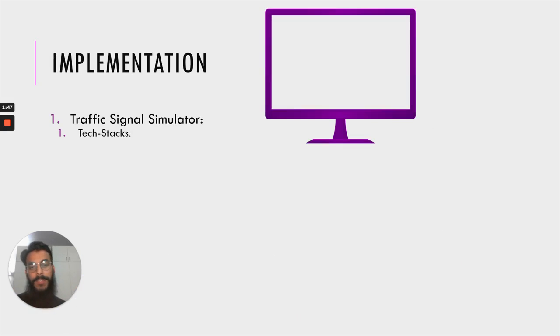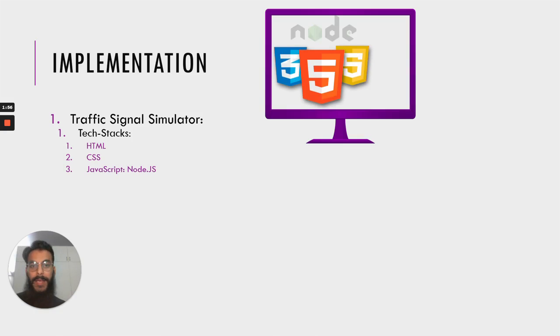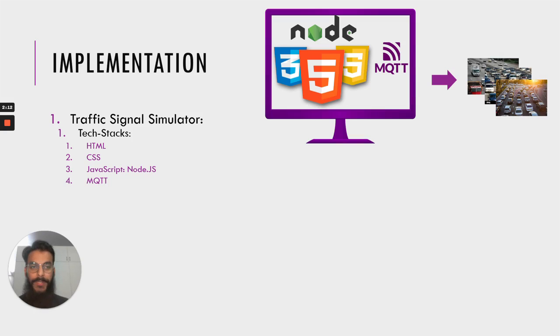Basically, for the traffic signal, I created a traffic signal simulator. The stack is HTML, CSS, JavaScript, and Node.js, and also MQTT. Node.js uses MQTT to send the data from the simulator to the server. The simulator takes some pictures as input and then sends them to the server.